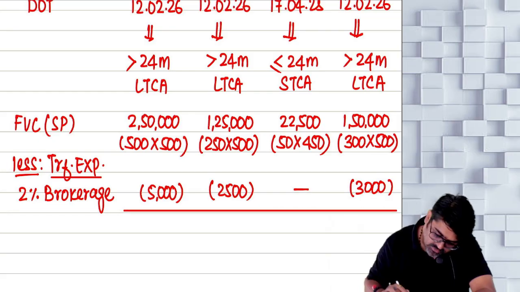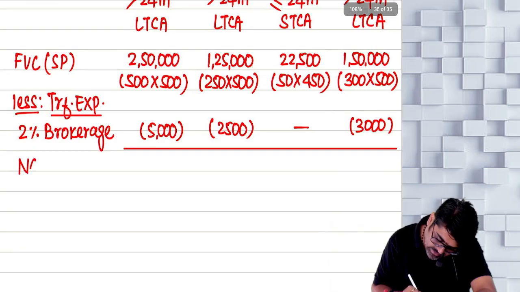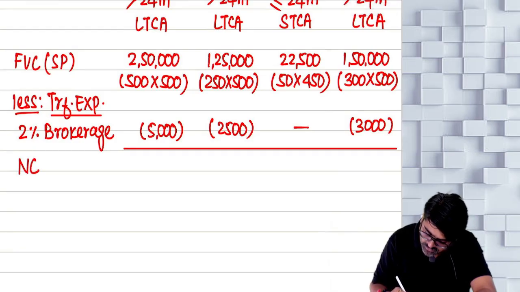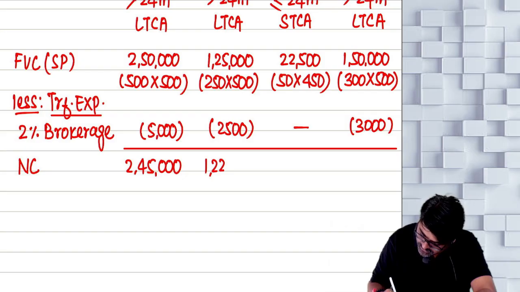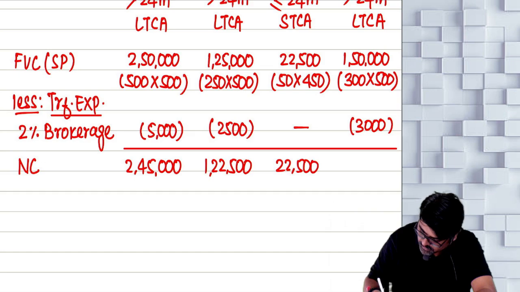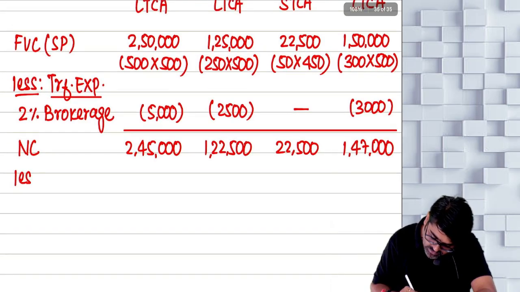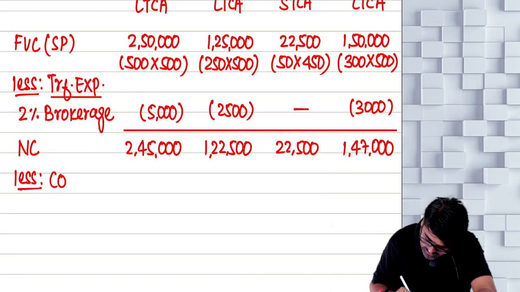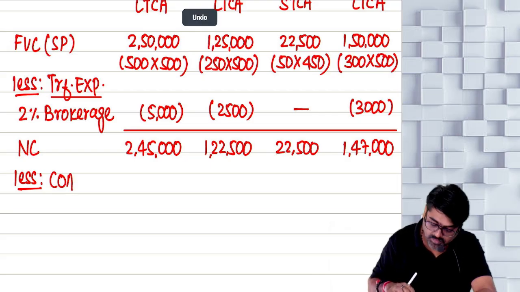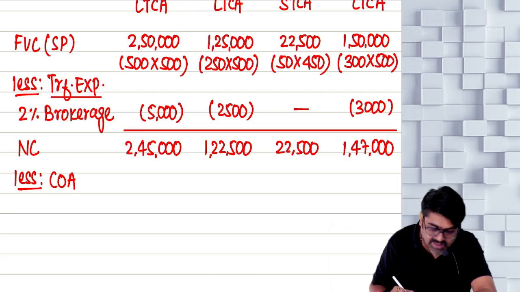Transfer expense you got. You reduce that transfer expense. You are going to get net consideration. 250 minus 5,000, 2,45,000. This will be 1,22,500. This will be 22,500. This will be 1,47,000. Net consideration you got. Now from this net consideration you are going to reduce cost of acquisition. And no need to write any cost of improvement, because you never improve the shares. Okay.